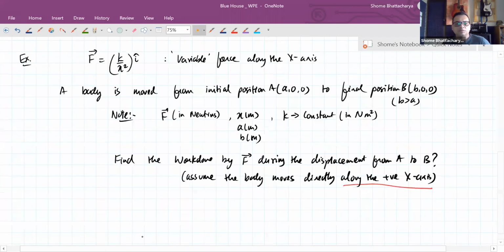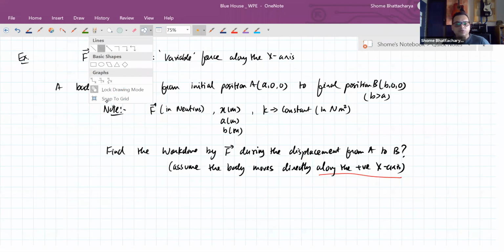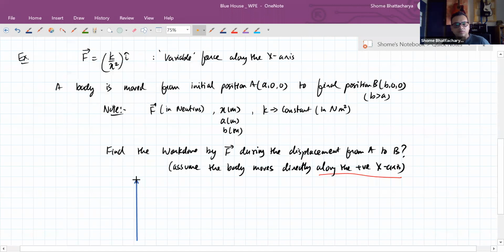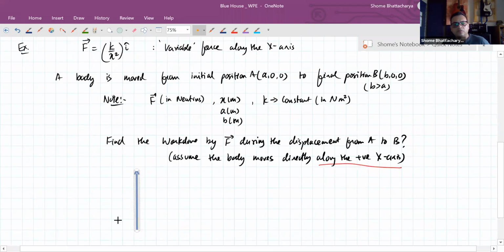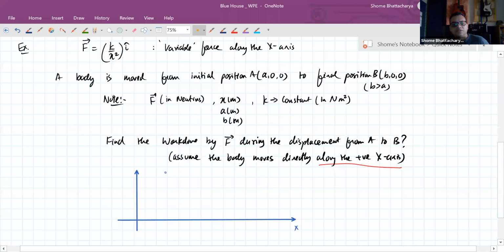Let's see how we will apply this definition here. But before that, let's get some perspective about the question itself. So this is our xy plane, let's say. This is the point A, this is the point B.